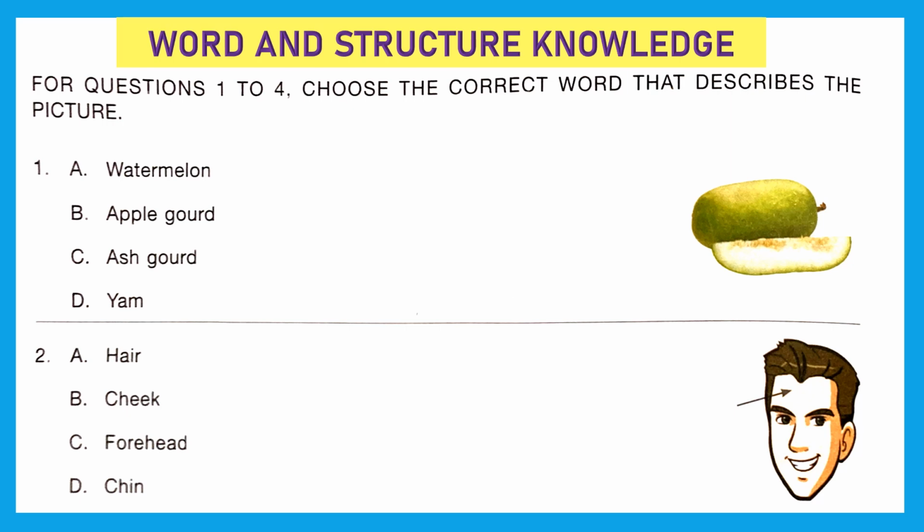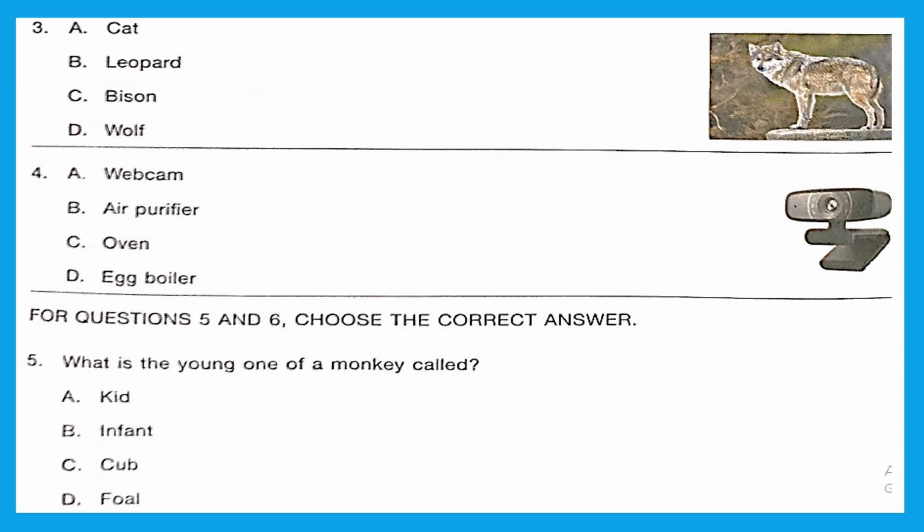Can you recognize picture 1? Is it watermelon, apple cart, ash cart or yam? The right answer is option C, ash cart. This is the picture of ash cart. Second, hair, cheek, forehead, chin. Can you see the arrow? Which part of the face that is? That is forehead. Option C is the right answer.